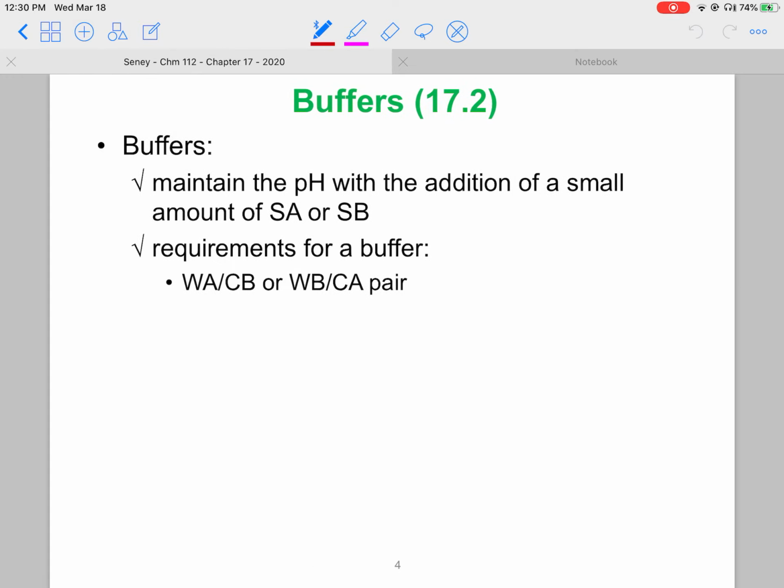So the requirements of a buffer is that you have a weak acid conjugate base or a weak base conjugate acid. Now remember, for example, if we have acetic acid, which we know as a weak acid, if you didn't know that, you would look up Ka, and you would notice that your Ka is low, times 10 to the negative something. I think for acetic acid it's 1.8 times 10 to the negative fifth. And its conjugate is going to be 1 hydrogen different because it would donate its hydrogen, and so we would have our acetate.